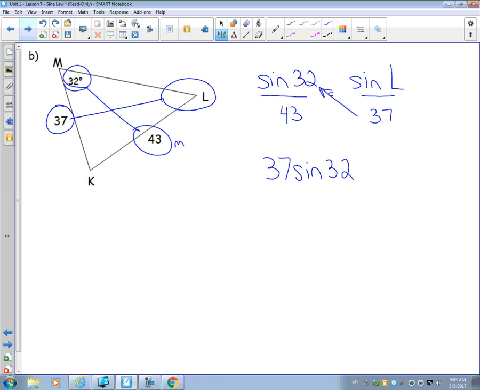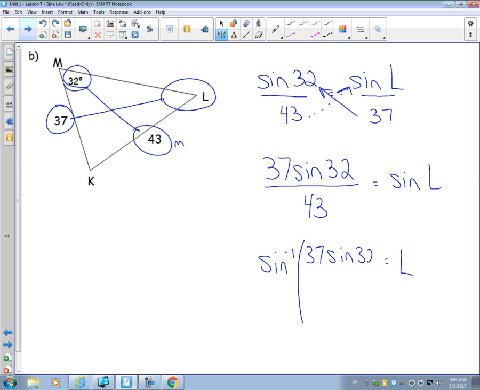Well, that's 37 sine 32. But instead of multiplying the 43 with the sine L, I'm just going to leave it where it is. The reason I want to do that is now I have the sine of L by itself, at least. To find missing angles, I'm hoping you remember that we have to use inverses. So I'm going to take the inverse of whatever all this big mess of numbers comes out to.